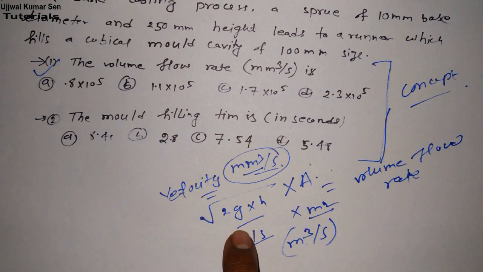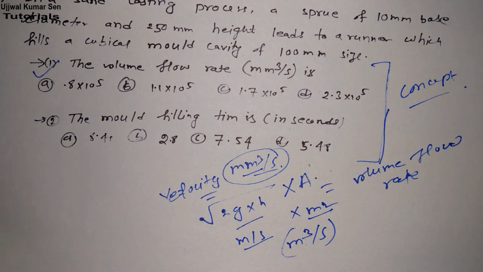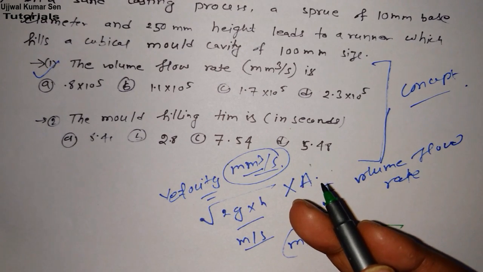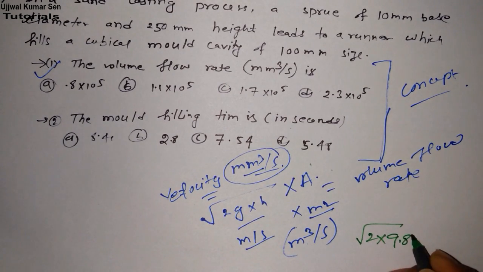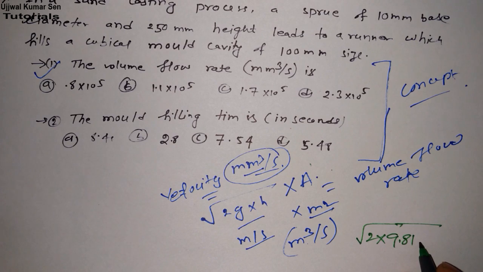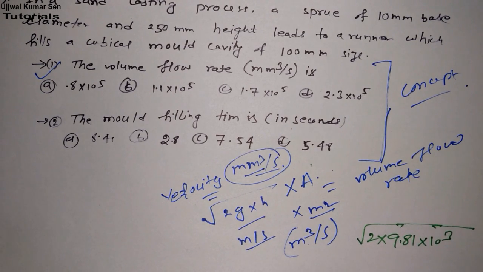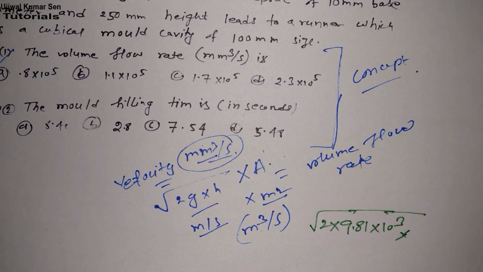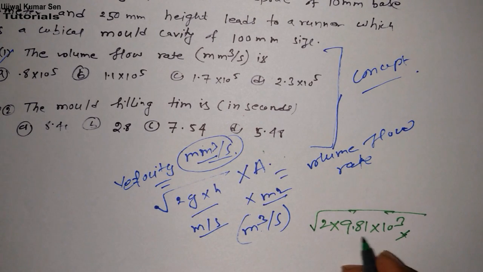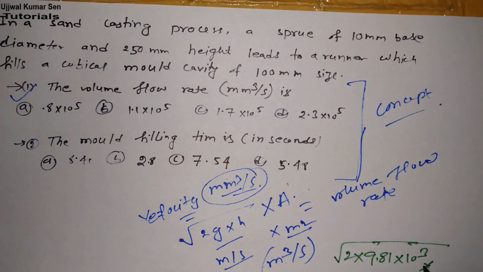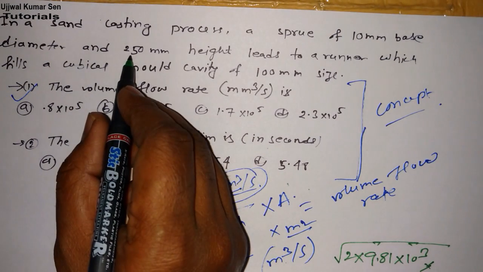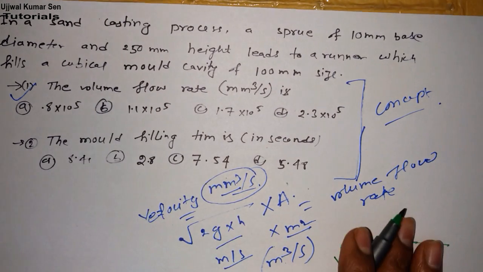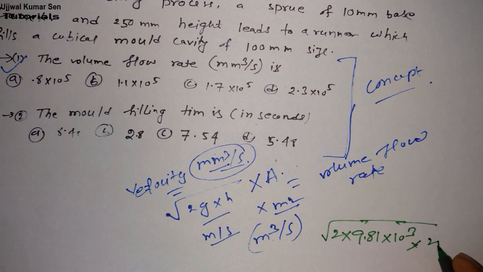So what is the formula for finding out velocity? 2gh. So what we have to do? For 2g, g is not given, so I will take the default 9.81 meter per second square. I have to convert it into millimeter. Okay, 10 to the power 3, this has been converted into millimeter because 1 meter is equal to 1000 millimeter. We know that. Now h, what is the h here? That is height. How much height have we been given? 250. Remember that. So 250.